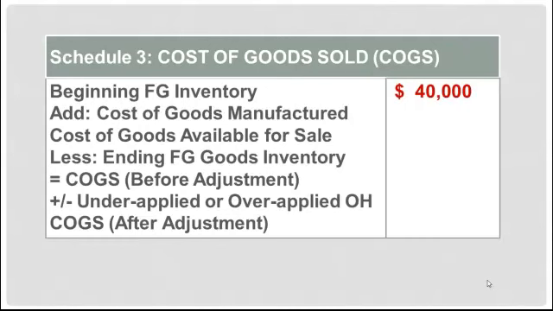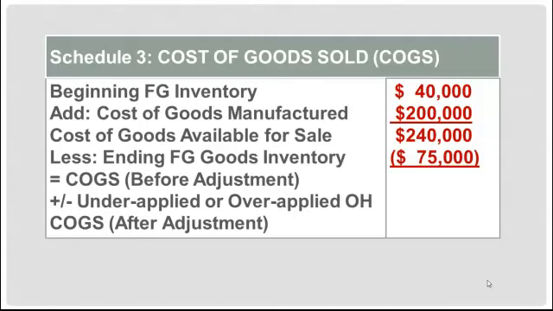All right, beginning inventory is given to be $40,000. We computed cost of goods manufactured to be $200,000. That means that we had $240,000 of finished inventory available for sale. But since we ended with $75,000 given in the problem, we know that we didn't sell everything. Our cost of goods sold before adjustment computes to be $165,000. We will then adjust for the under or over applied overhead. So we will need to go and look at what was given for that overhead.